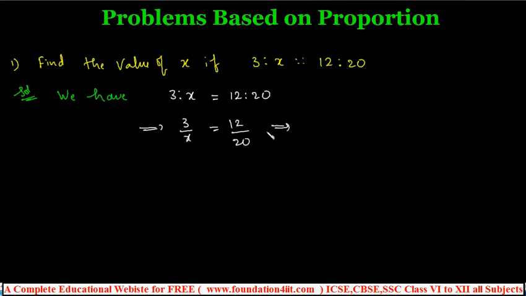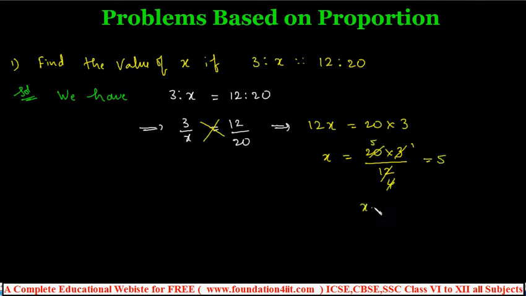From 3 by x equals 12 by 20, do cross multiplication: x into 12, so 12x is equal to 20 into 3. From this, x is equal to 20 into 3 by 12. Cancel this: 3 ones are 3, 3 fours are 12, and 4 ones are 4, 4 fives are 20. So x is equal to 5. In this way we can solve. These are the simplest problems. Let's take one more.